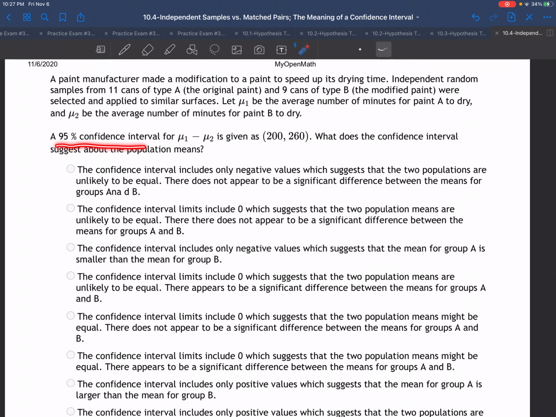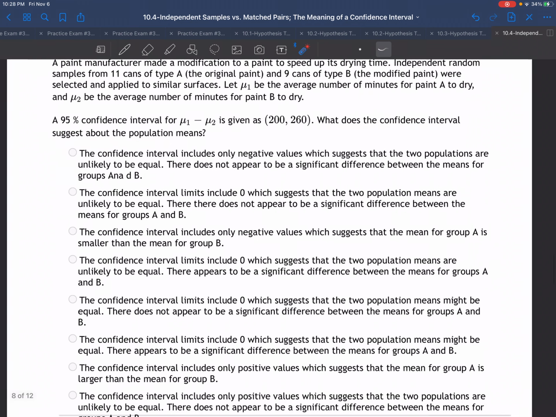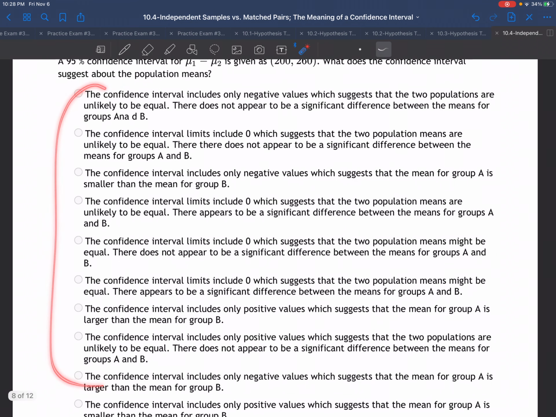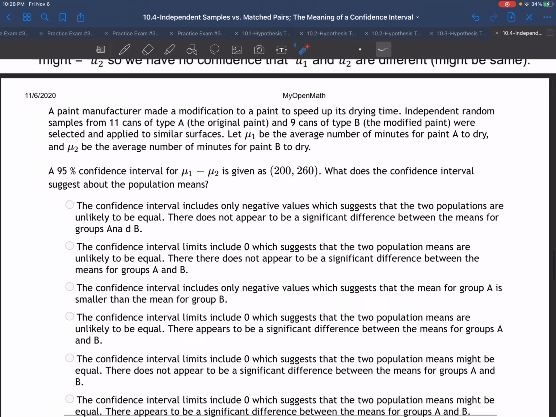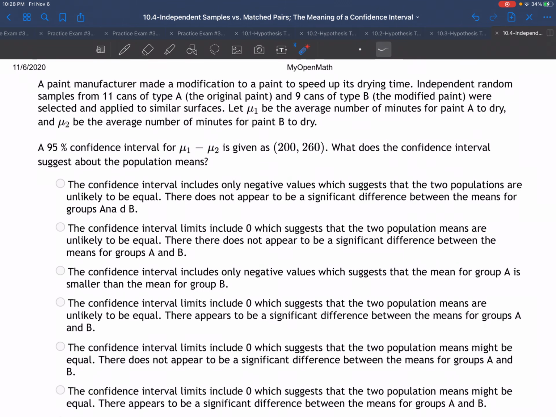A 95% confidence interval for mu1 minus mu2 is given as this. What does the confidence interval suggest about the population means? And look at all these crazy answers. I'm giving you a million answers to help you to really be clear, so when you get to the test, you're super clear. Well, notice that what we're talking about is a subtraction between two things.